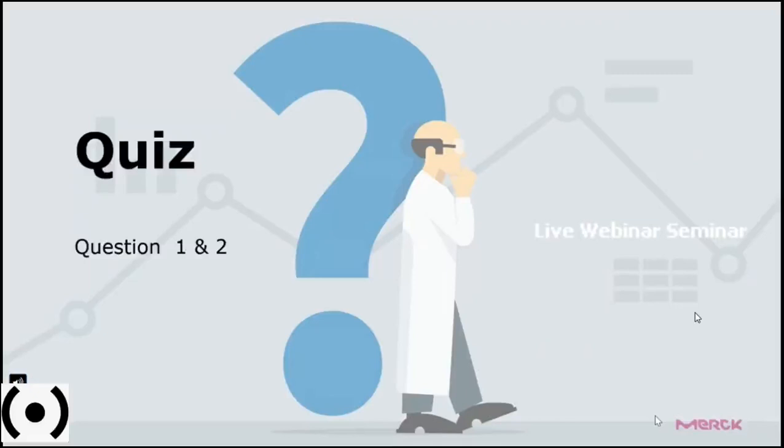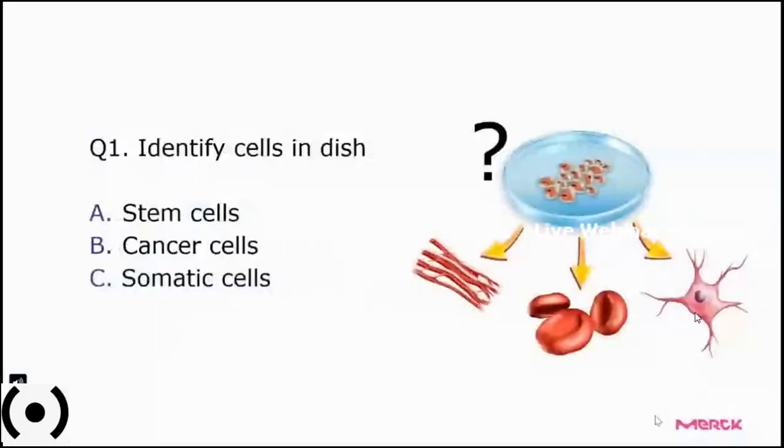So the participant poll is live for question number 3. I request all of you to please participate in the poll. The poll question goes as: identify cells in dish. Stem cell, cancer cell, somatic cell. So you can see the picture and then you have to identify. The picture is on your screen.